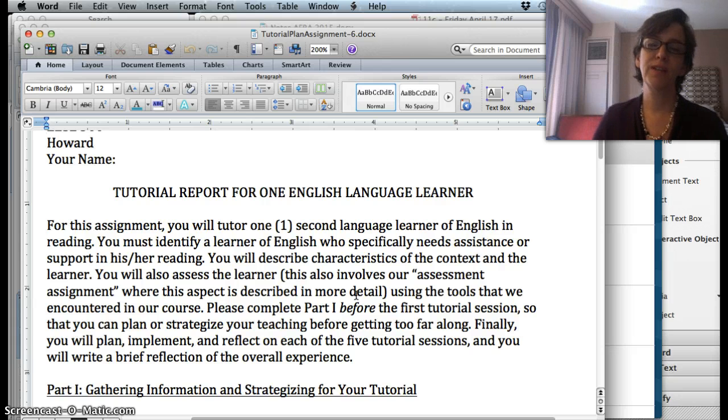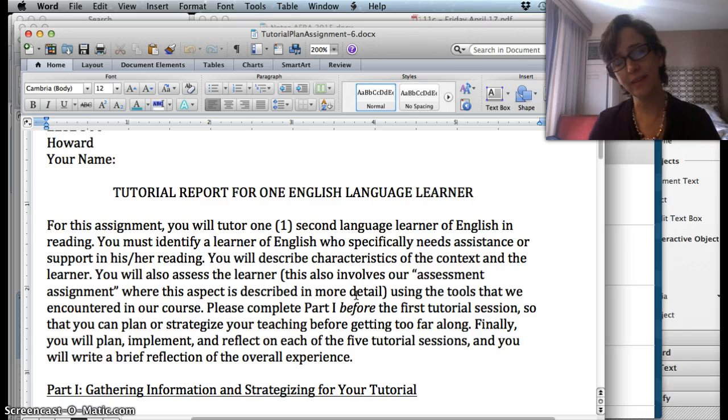You must identify a learner of English who specifically needs assistance or support in his or her reading. You can work on other things in the session if you want, but we're focusing primarily on reading and things that are closely related to reading. You're going to assess the learner.